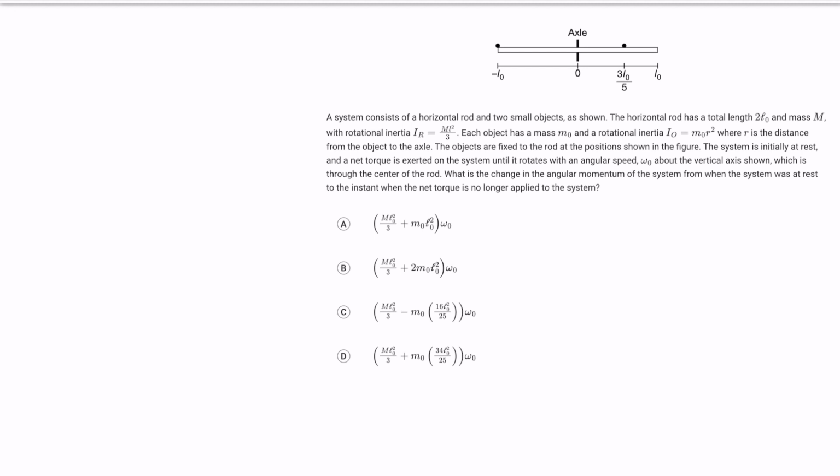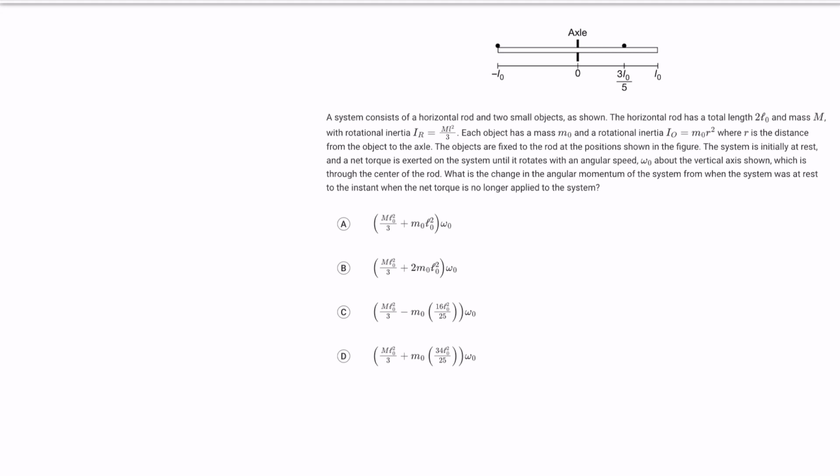The system is initially at rest, and a net torque is exerted on the system until it rotates with an angular speed omega naught about the vertical axis shown, which is through the center of the rod. What is the change in angular momentum of the system from when the system was at rest to the instant when the net torque is no longer applied? Now, since the system starts from rest, the change in angular momentum of the system is equal to the final angular momentum of the system.